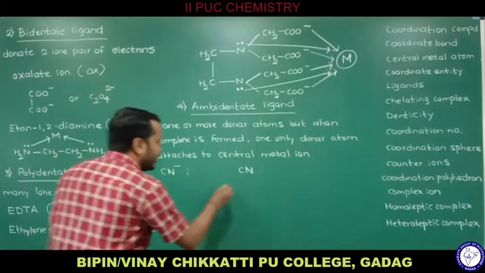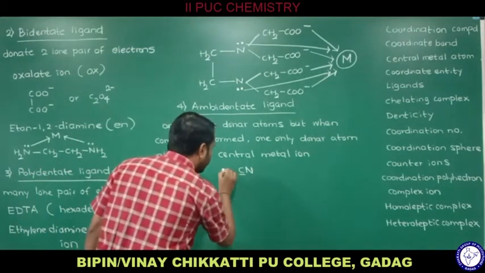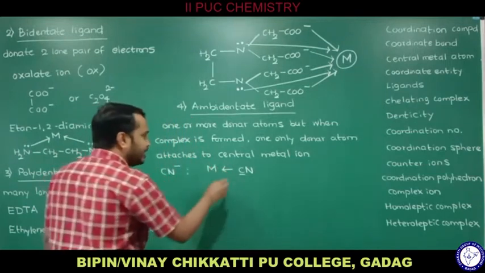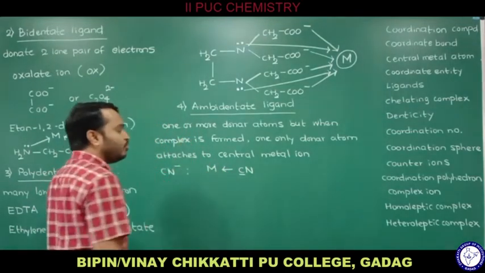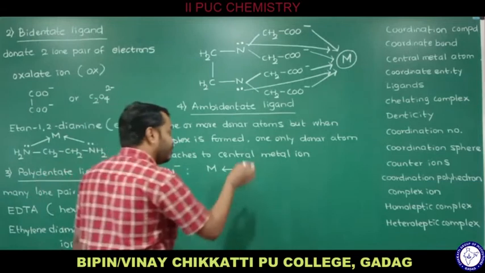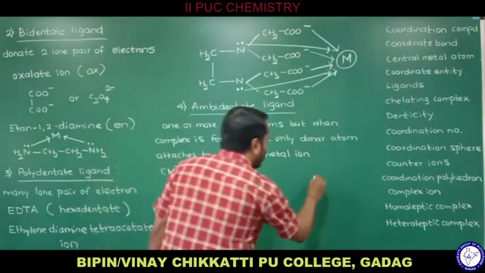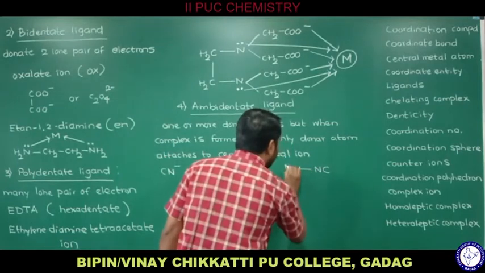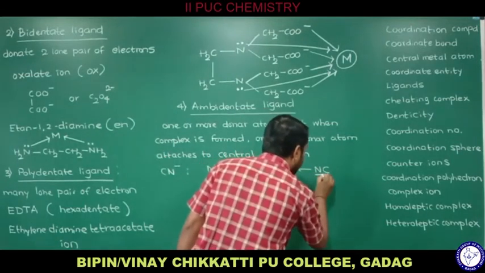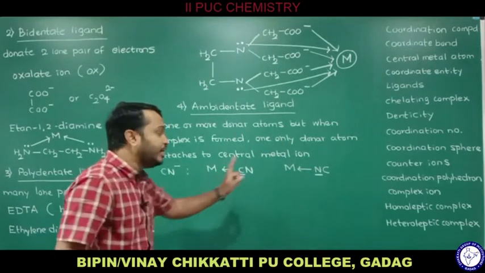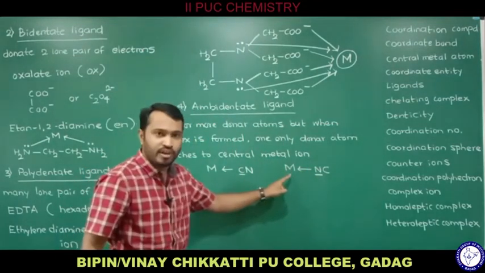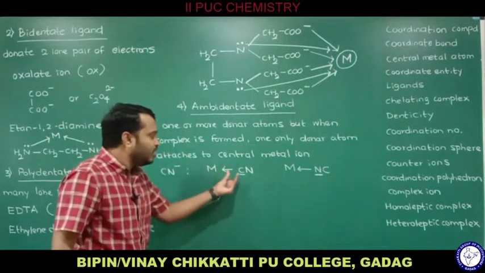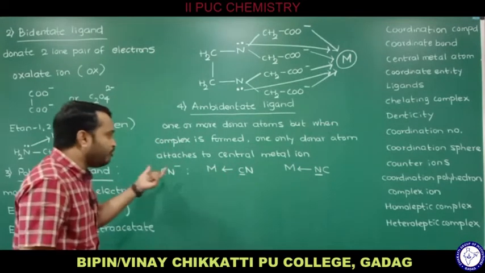In the first case, carbon is going to attach to the central metal atom. So we have a central metal atom M, and carbon is going to donate the lone pair of electrons to the metal. If nitrogen donates, how do we write it? We write NC, and metal M I am going to consider here. For your reference, I underline that N because nitrogen is going to donate the lone pair of electrons. In this case, carbon is going to donate the lone pair of electrons. So this is actually an example of an ambidentate ligand.